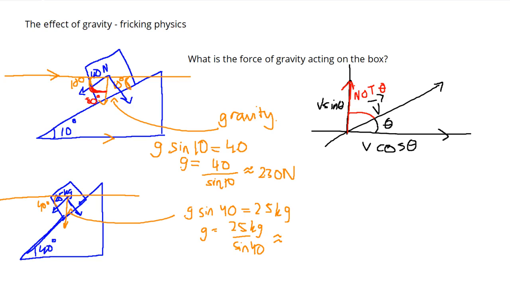25 divided by, no, not 30 degrees, sine of 40 degrees, is roughly 38.89. 38.89 kilograms is the force of the gravity for this one, right? And why does this work?